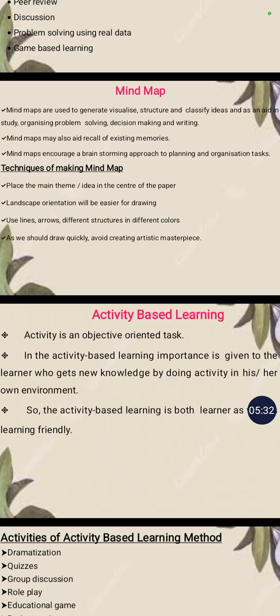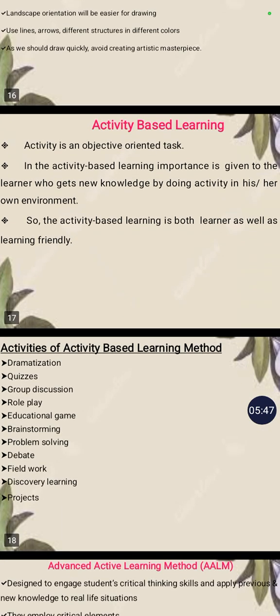Techniques of making a mind map: place the main theme or idea in the center of the paper. Landscape orientation will be easier for drawing. Use lines, arrows, and different styles in different colors. As we should draw quickly, avoid creating an artistic masterpiece.